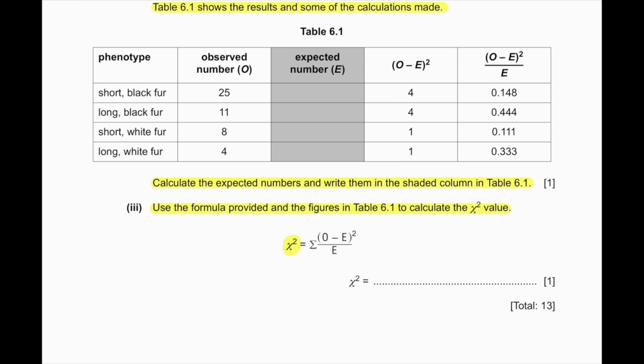So the chi-square is equal to the sum of observed minus expected, whole squared, divided by expected. So, observed minus expected, whole squared. Now we have to add all of those values. So we have to add these particular values to get the total chi-square value. So 0.14 plus 0.444 plus 0.111 plus 0.333. This gives a total value of 1.036. So chi-square has a total value of 1.036.